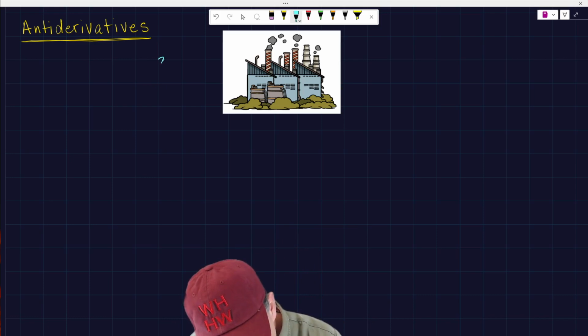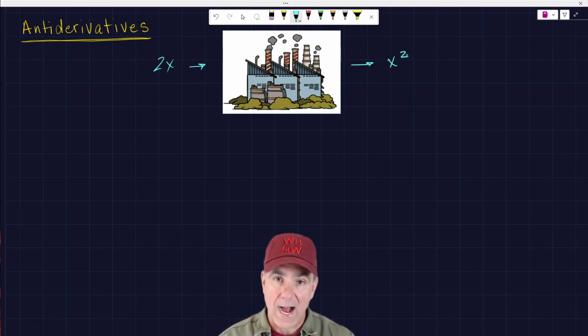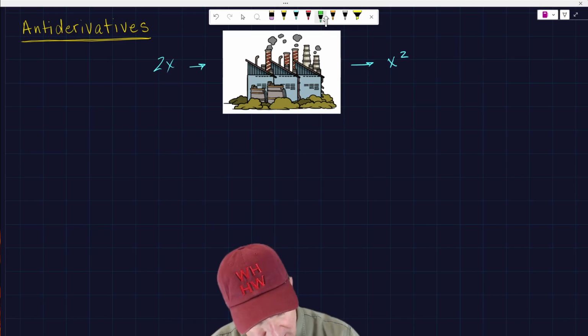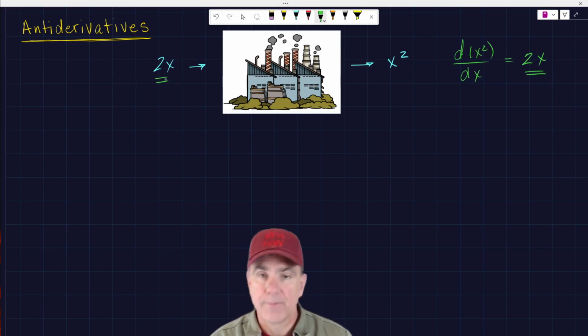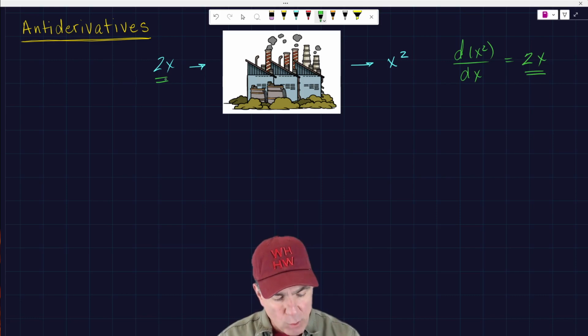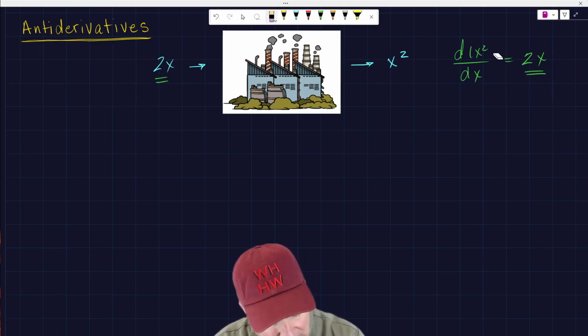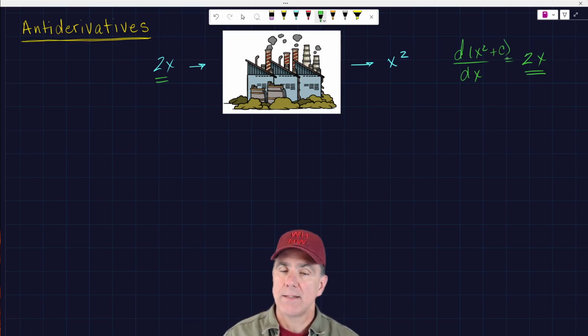It's as simple as the following. I'm going to put in the function 2x, and what I'm going to get out for antidifferentiation is x squared. Why? Because if I take the output function x squared and I differentiate with respect to x, I get 2x, which is what I get over here. Now it's a little bit more subtle than that. The reason is that in reality, I could differentiate x squared plus any constant, and I would still get 2x.